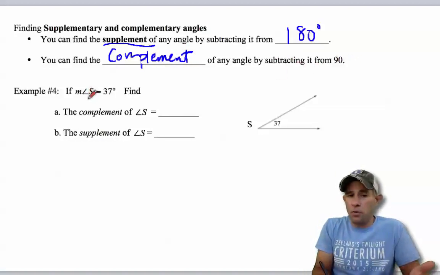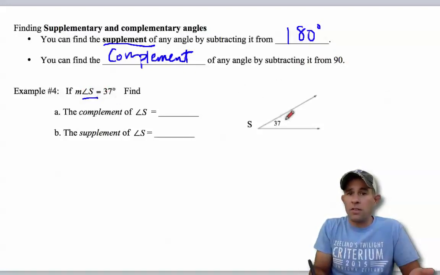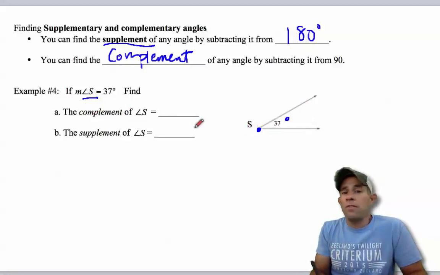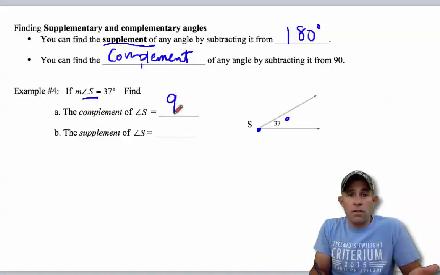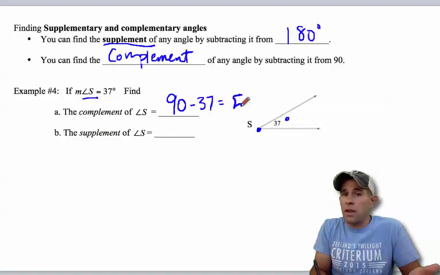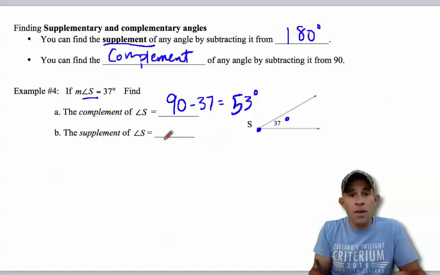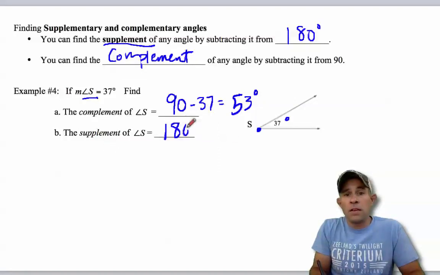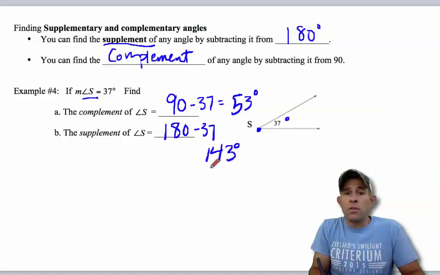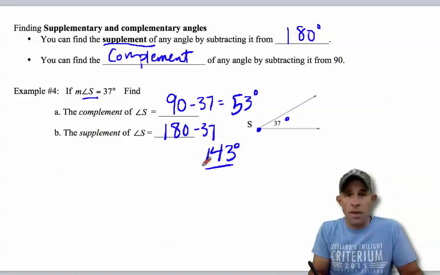So let's say, example 4, we're given the measure of angle S. It's 37 degrees. Here's angle S. That's the vertex of that angle. We want to find the complement of angle S. So in other words, we're going to say 90 minus 37, and therefore the complement of that angle would be 53 degrees. Likewise, the supplement of that angle S would be found by taking 180 and subtracting 37, resulting in 143 degrees. So 143 is the supplement of angle S.